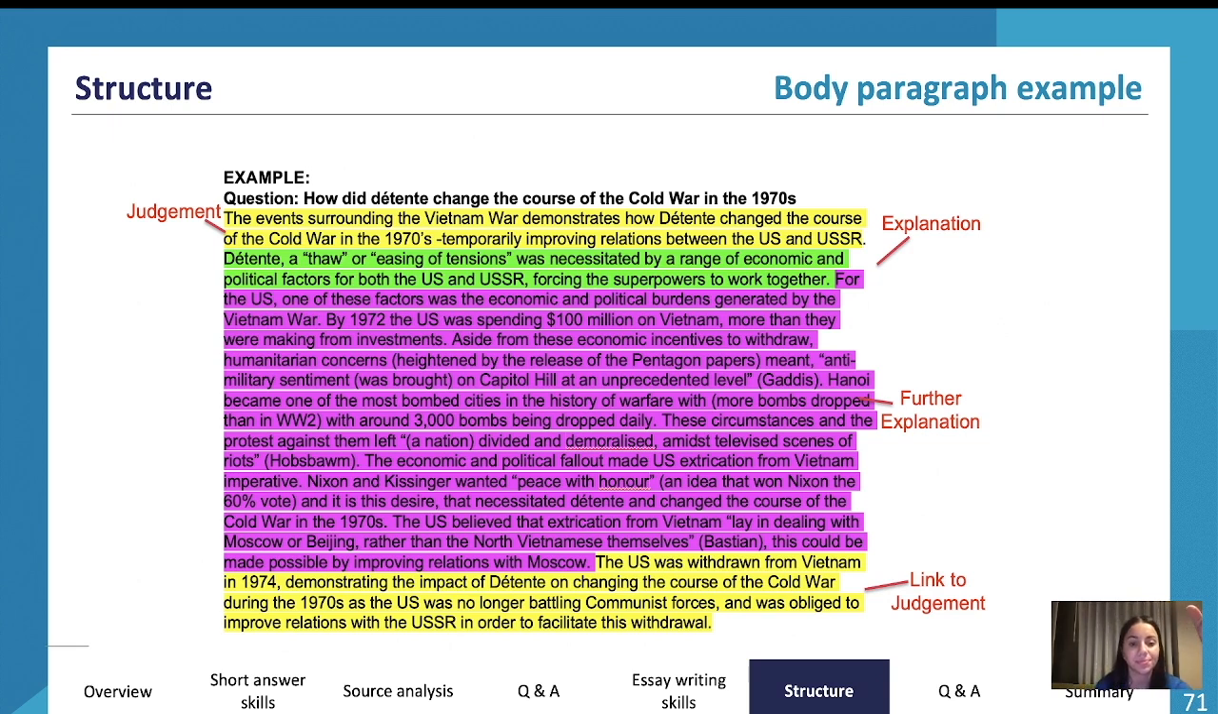So we've got the judgment. Straight away, we're already bringing up stats by the 4th to 5th sentence. But it's not coming up too early, because how weird would it be if I said the events surrounding the Vietnam War demonstrate the changed course of the Cold War in the 1970s, temporarily improving relations for the US, the US was spending 100 million on Vietnam. It doesn't make sense to jump in on that.